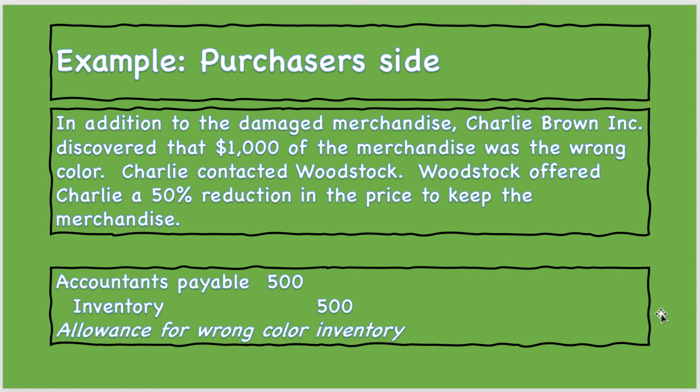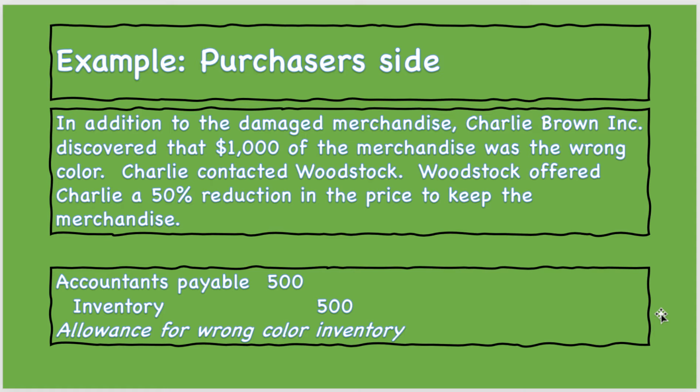Again, what's an accounts payable? What's a liability account? How do I decrease a liability account? With a debit. And then if you notice the explanation here says that, hey, this is the allowance we received for the wrong color of inventory. Okay, so we have basically two things that happened, or three things.